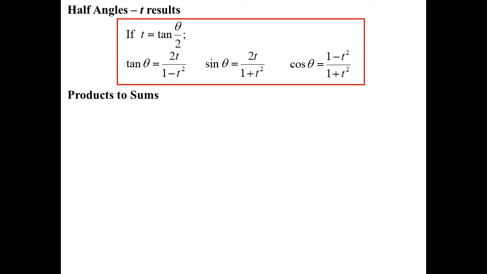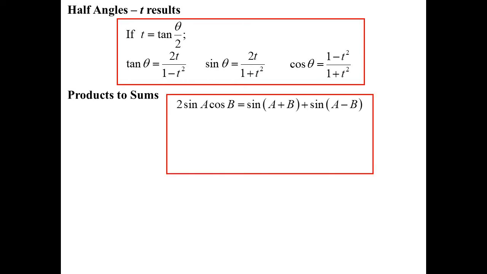Then we had products to sums. So there's our first one, 2 sine A cos B. Now, because it goes sine cos, it must have come from the sine compound angle formula. So that's why we have sine A plus B plus sine A minus B. 2 cos cos must have come from the cosine formula, and that's the one that goes cos A plus B plus cos A minus B.